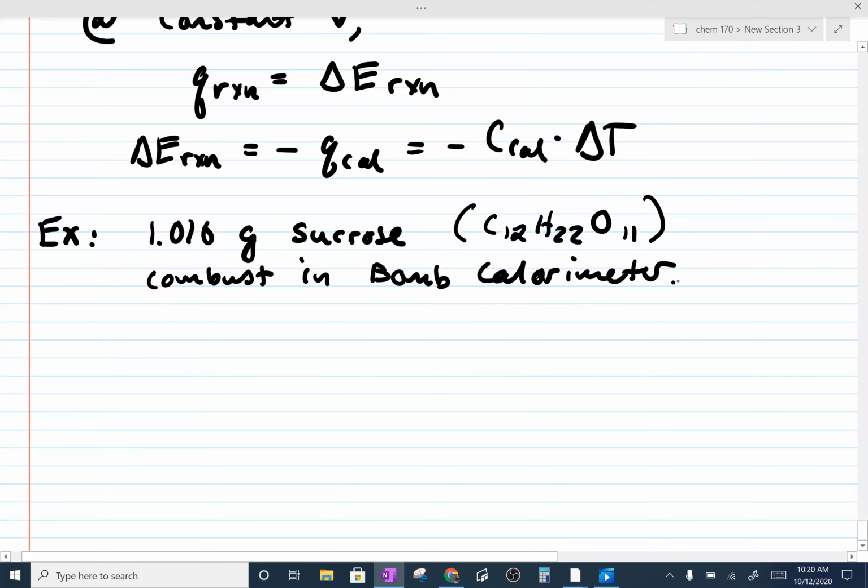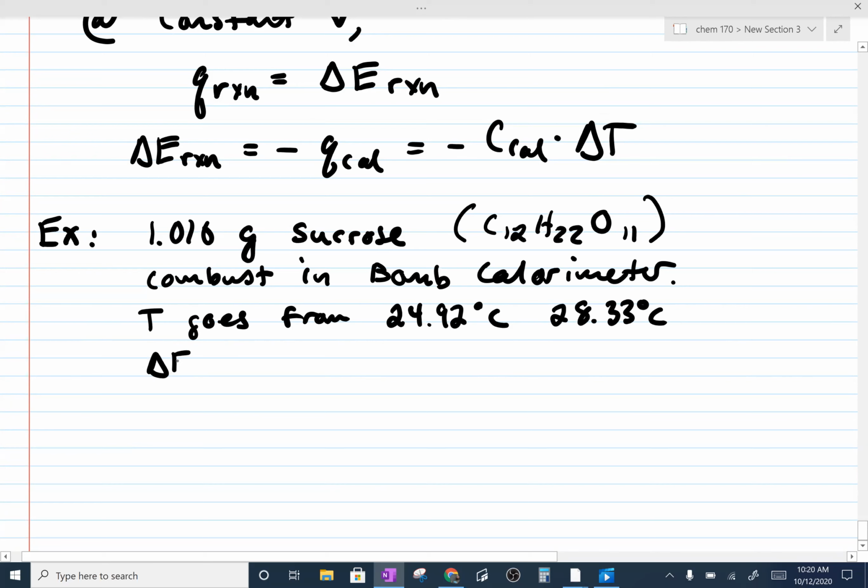We observe that the temperature goes from 24.92 degrees Celsius, that's the starting temperature, and it heats up to 28.33 degrees Celsius. We want to find the delta E for the reaction in kilojoules per mole, given that the heat capacity of the calorimeter is equal to 4.90 kilojoules per degree C.